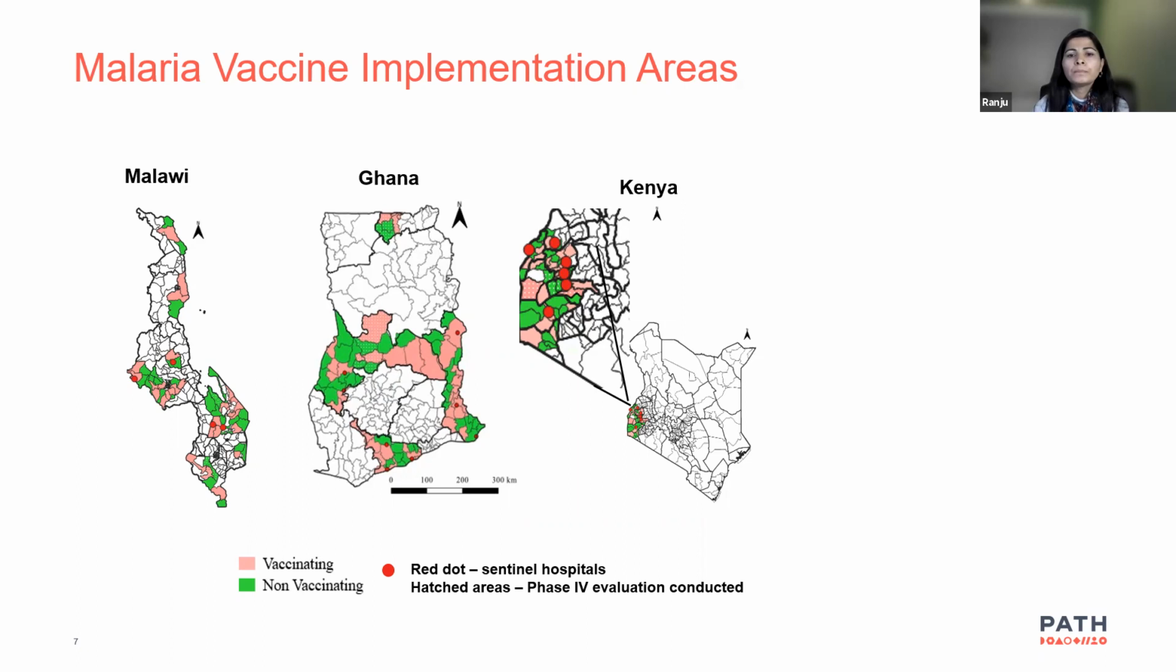And just to remind, as of June 2021, there were more than 2.1 million doses of the RTS vaccine that were administered, and more than 740,000 children across the 3 countries received at least 1 dose through the routine immunization programs. And in last month, in October, the joint SAGE and MPAC reviewed the evidence generated from the evaluation component of this pilot implementation and made the recommendation on the RTS,S for the broader use.